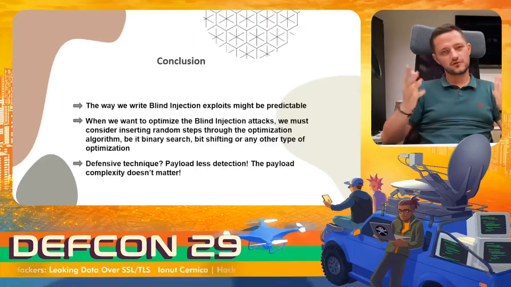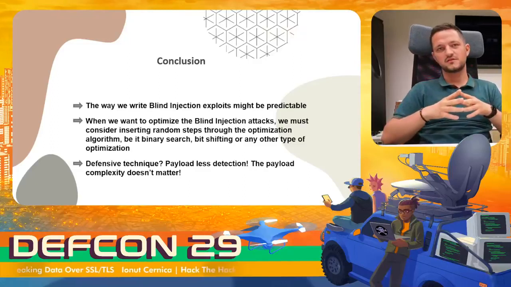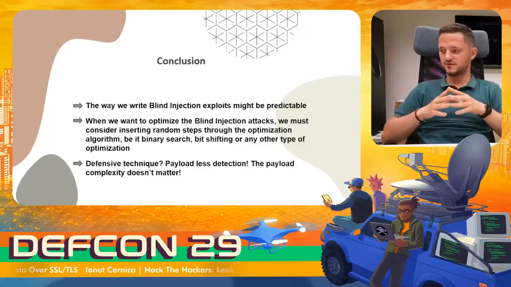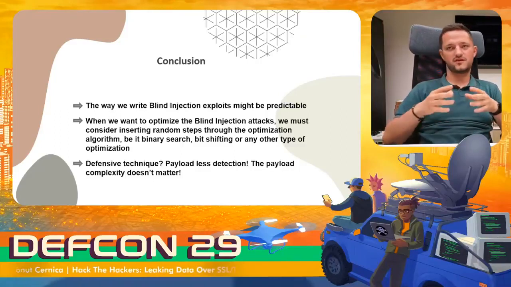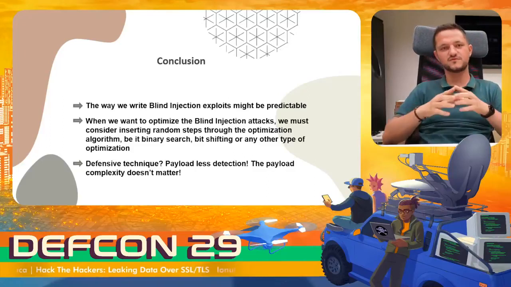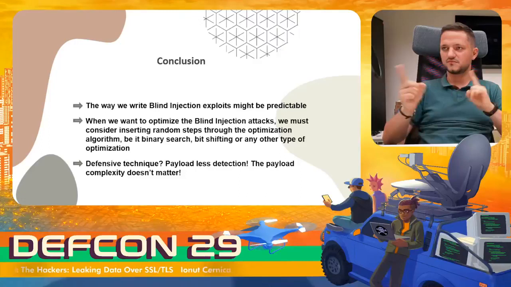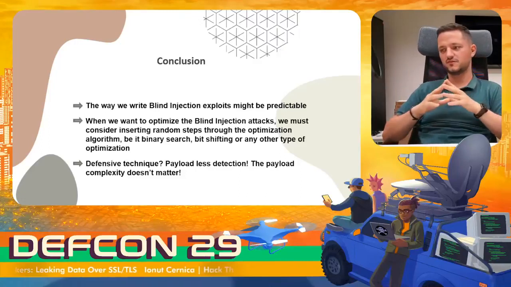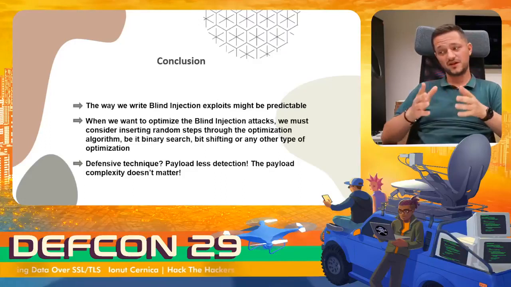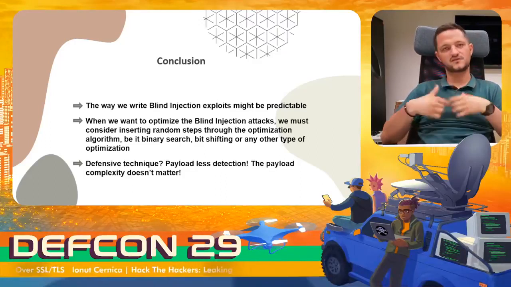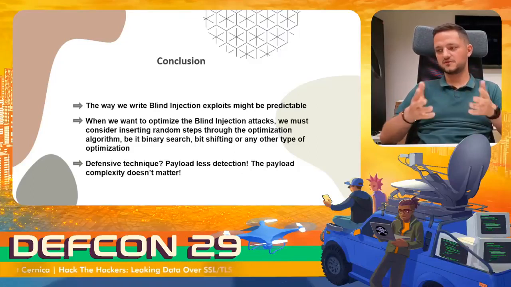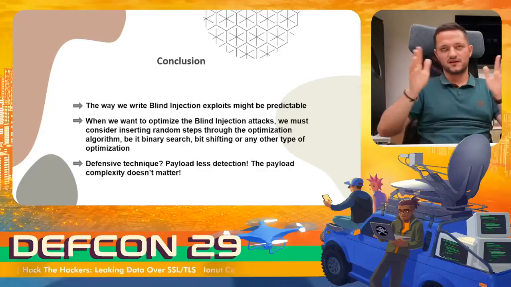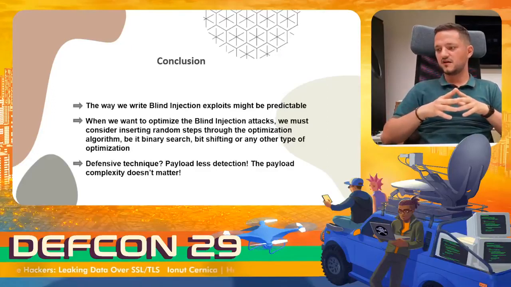Conclusion: the way we are writing blind injection exploits should be such that no one can reverse the steps of the communication between the exploit and the vulnerable application. When we want to optimize blind injection attacks, we must consider inserting random steps into the optimization algorithms like binary search or bit shifting or any other type of optimization. And as a defensive technique, you can consider this.